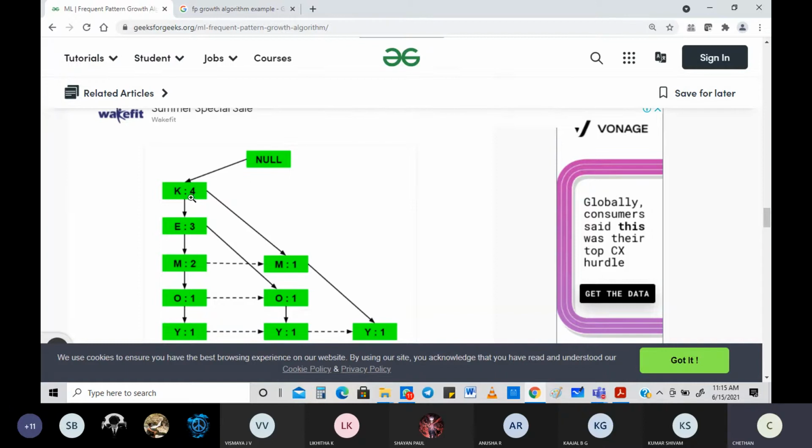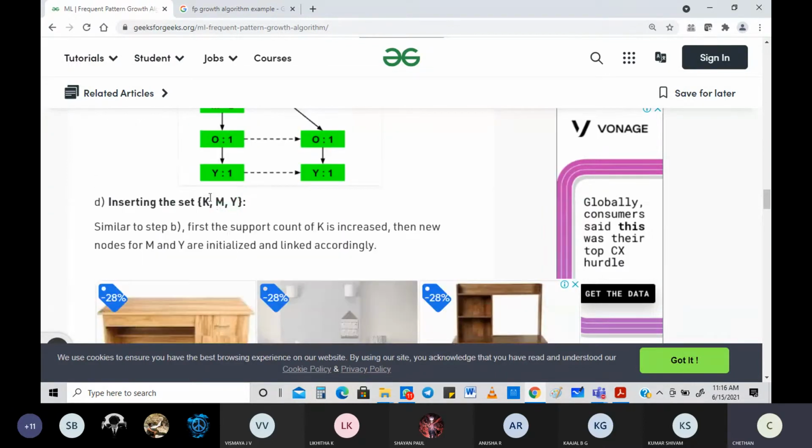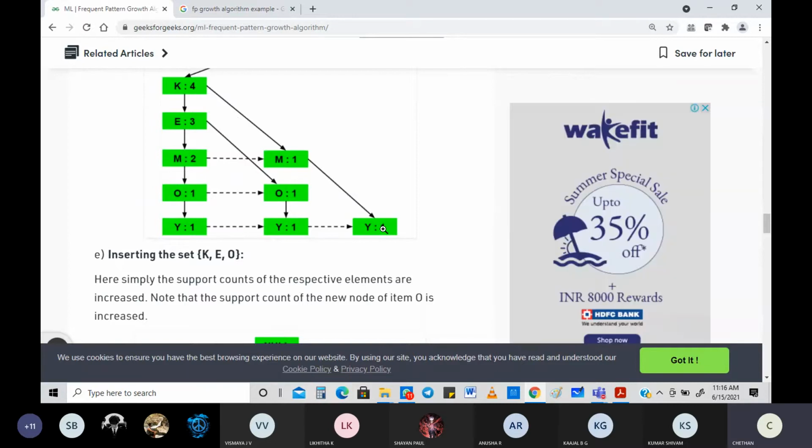Okay, see now, K, M, Y. Is that KMY written? Yes. You can see very clearly this is KMY. That KMY is very clearly written here. This is something that you've got to keep in mind.